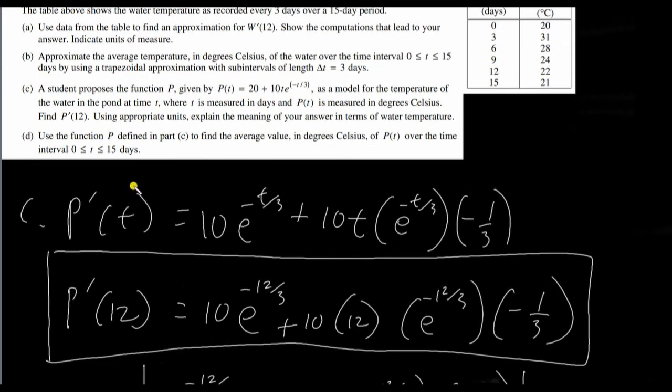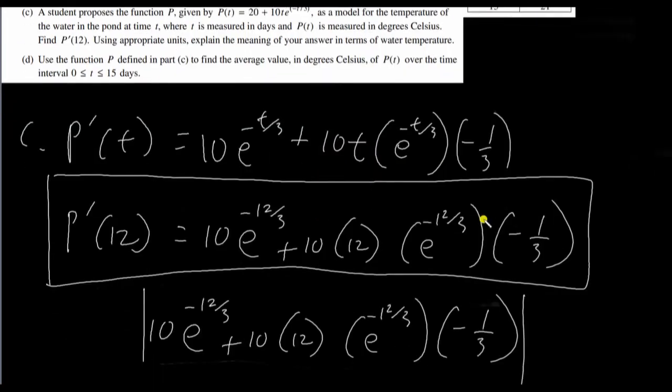For units, this should just be a quick 1 point question, or no, it's actually 2 points, sorry. 1 point for taking the derivative correctly, and the second point for the correct explanation that the water temperature is decreasing at t equals 12 days. Now let's look at part D.